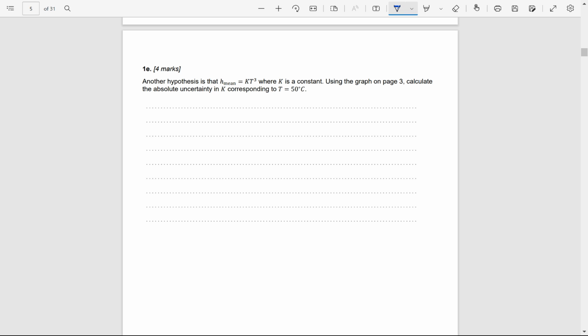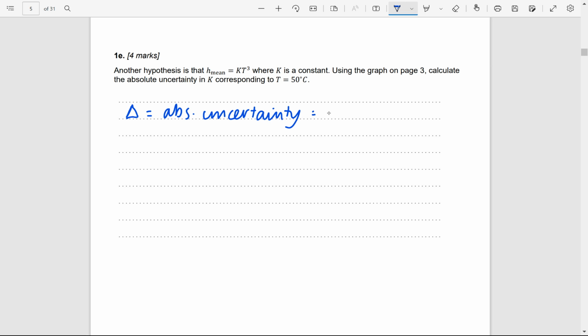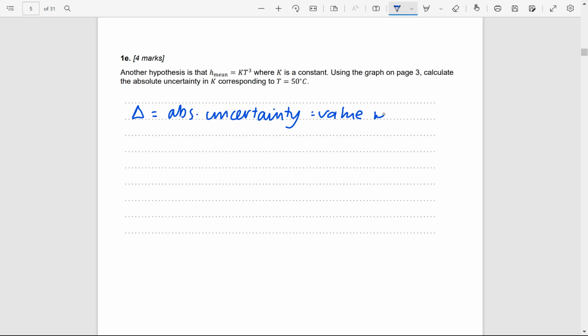One E is asking us to calculate the absolute uncertainty in K. Okay, so absolute uncertainty is written with a delta sign. All right, so that means absolute uncertainty, and that is a value with units. Okay, just so you're clear.